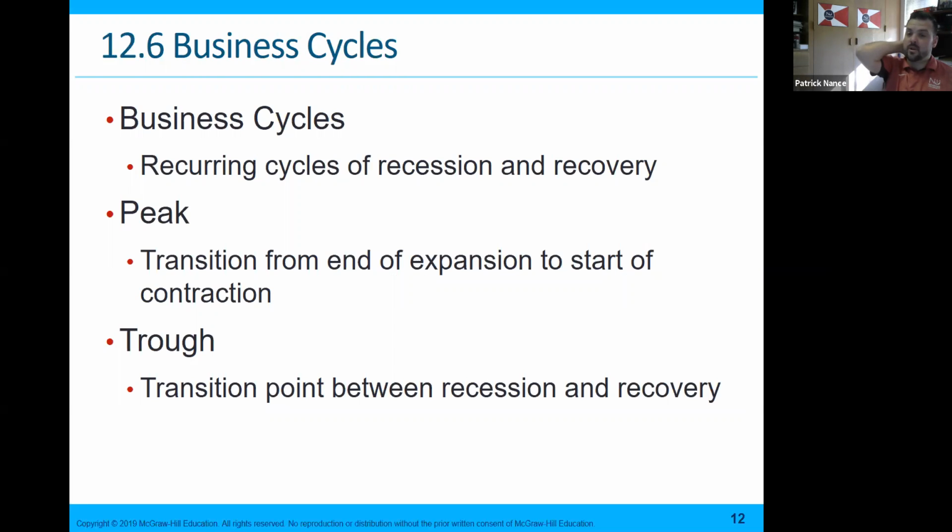Business cycles are the recurring cycles of recession and recovery. It happens all the time. On a regular basis, we go through economic spurts of growth and economic declines. The peak is the transition from the end of an expansion to the start of a contraction. A trough is the point at which a recession turns into recovery.